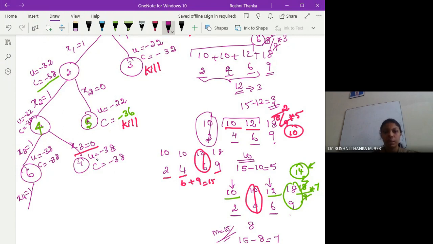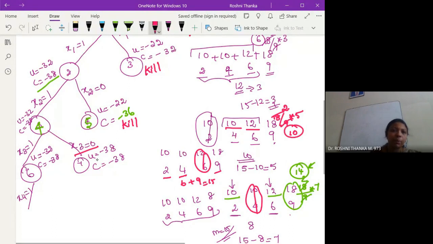But you know what the four items are: 10, 10, 12, 18, and their weights are 2, 4, 6, and 9. So if I add all four items into the knapsack, we know it will exceed the maximum size of the knapsack, because 2 plus 4 plus 6 is 12, 12 plus 9 is 21. So it exceeds the size of the knapsack. So I cannot proceed this way because it is exceeding the maximum size.